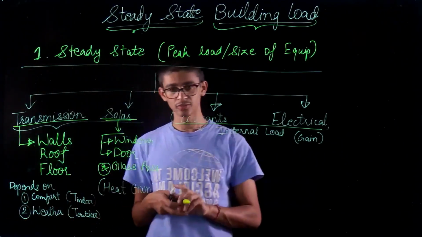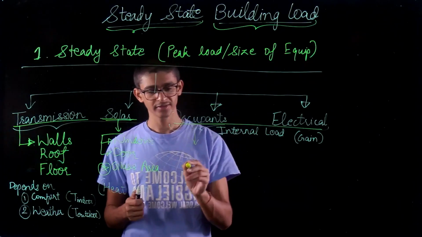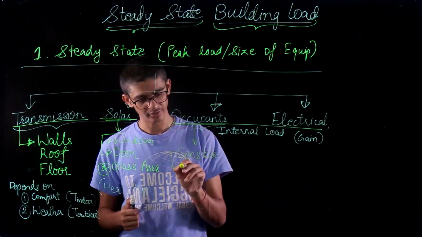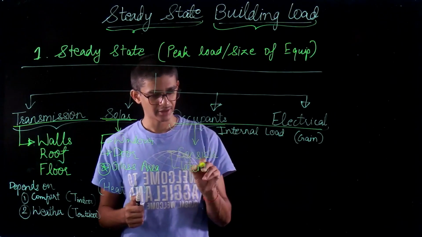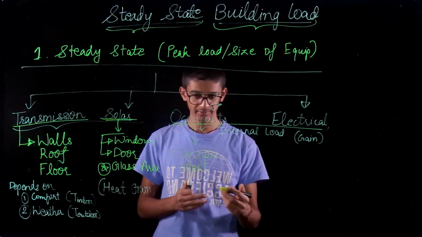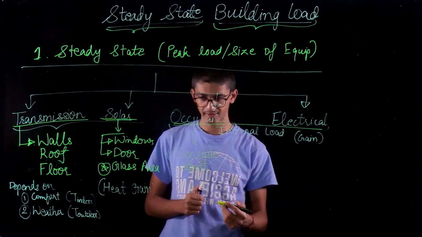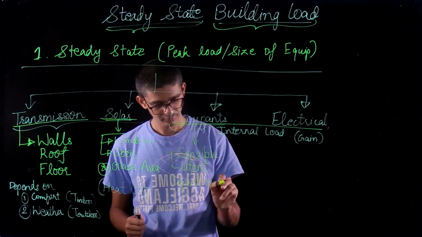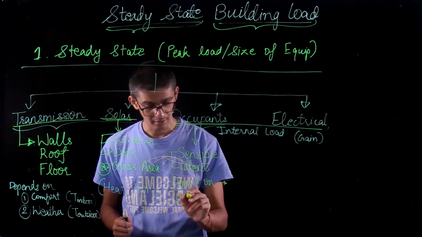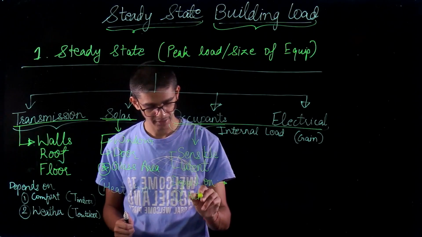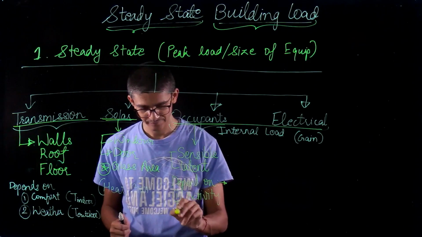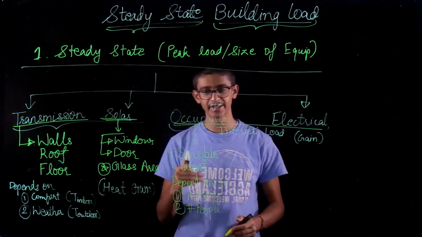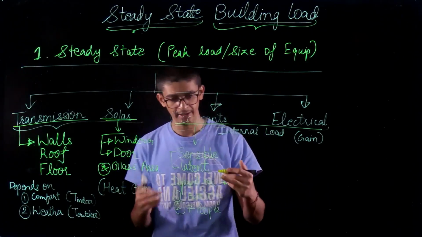So let's come back to the occupants. For the occupants, we are going to take into account the sensible load from occupants and the latent load from occupants. And I sincerely hope that you know what the meaning of sensible heat load and latent heat load is. We have already discussed this earlier. And this will now depend on the activity people are doing and the number of people, right?